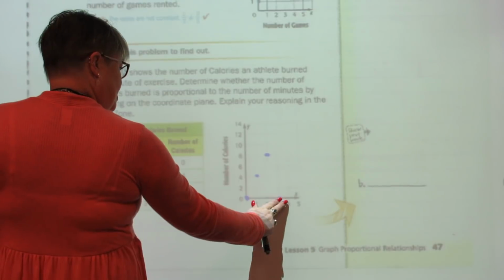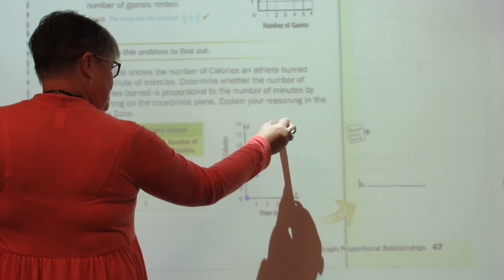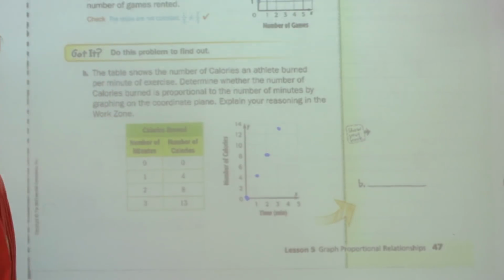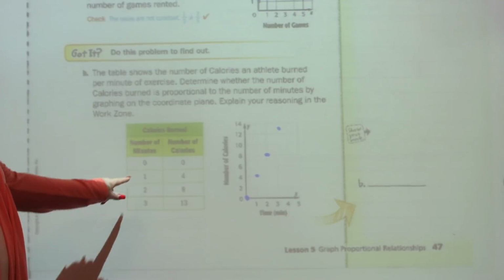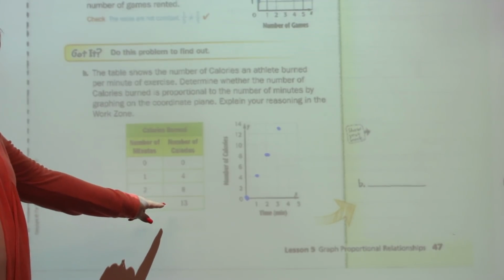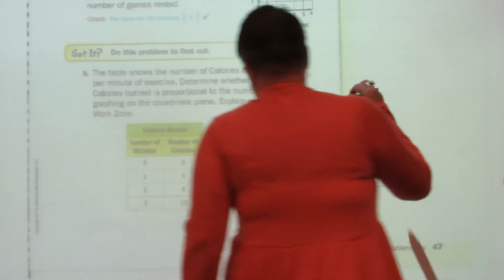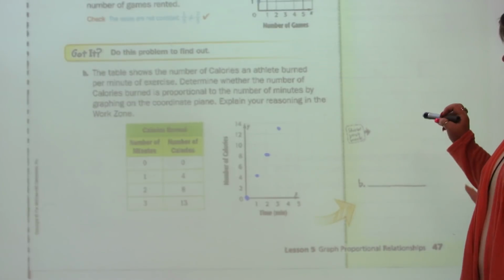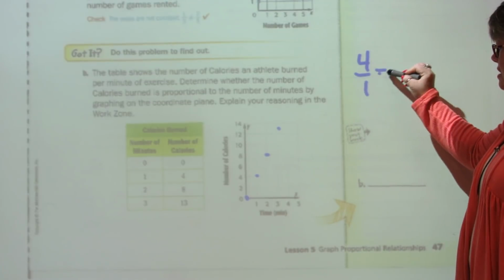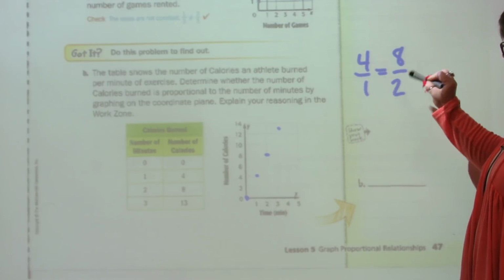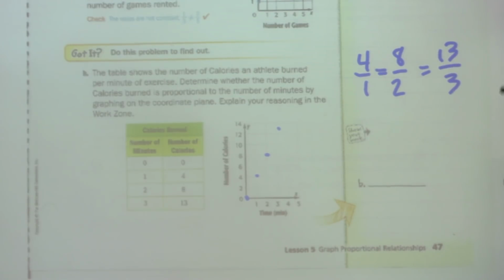In 3 minutes, whoops, I shouldn't have made that point. 3 minutes, I burned 13 calories. So is this rate staying in proportion? Well, the numbers are a little odd, so I'm not really sure. Is 13 divided by 3? Because it does appear to be a straight line, but is my rate staying the same? 4 to 1 and 8 to 2 does remain the same, but 13 divided by 3 is not 4.